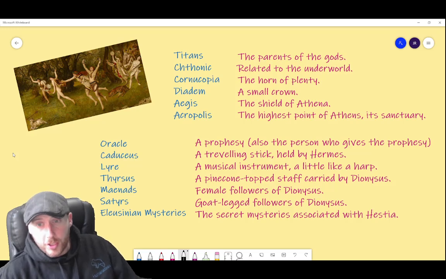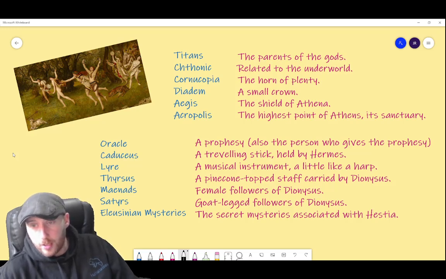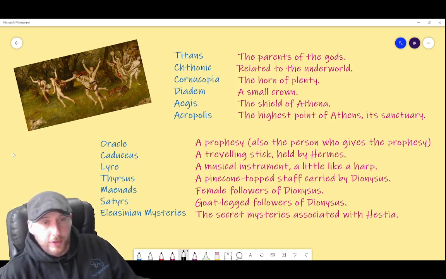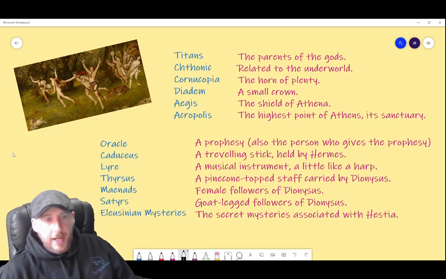We've then got the caduceus. That's the travelling stick held by Hermes, often with snakes wrapped around it. We've got a lyre, which is a musical instrument, a little like a harp. That will often come up with the iconography of Apollo, but it could also represent heroes like Orpheus. We've got the thyrsus, which is a similar thing to a caduceus, but they are different, so we need to know the different names there. The thyrsus is associated with Dionysus, and it's a staff with a pine cone on the end.